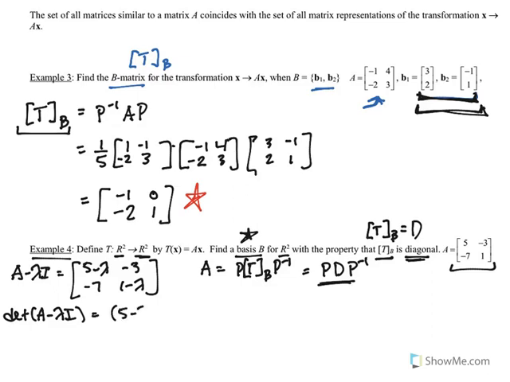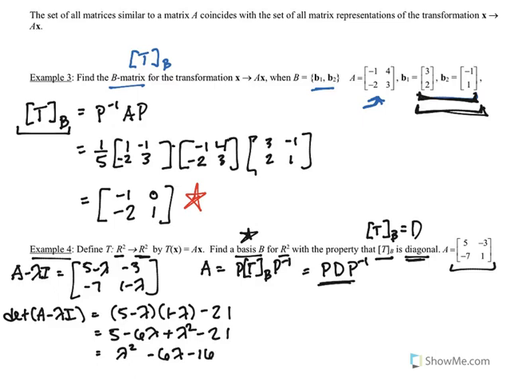I've got (5 minus lambda) times (1 minus lambda). Three negatives make this -21. So that makes this 5 minus 6 lambda plus lambda squared minus 21. Got some factoring time. Okay, this is going to be minus 16. All right, so I got 8 and 2. (Lambda minus 8)(lambda plus 2). So I have 2 eigenvalues, and they are lambda equals 8 and lambda equals -2.